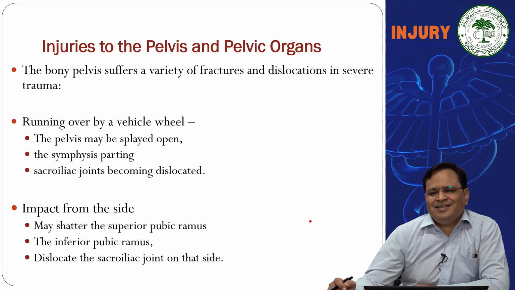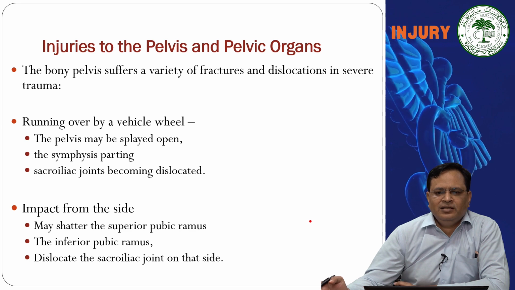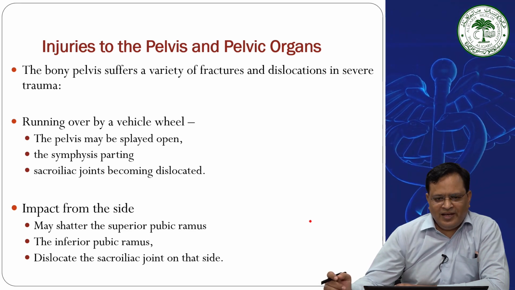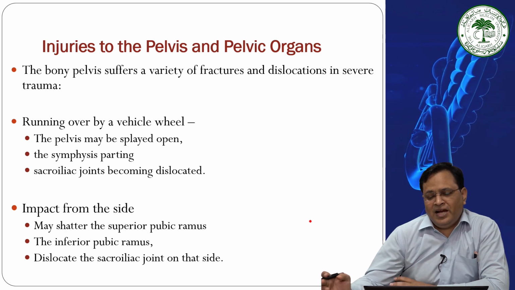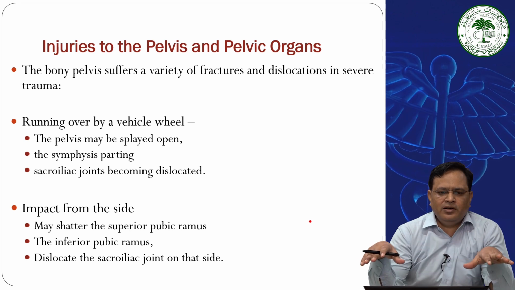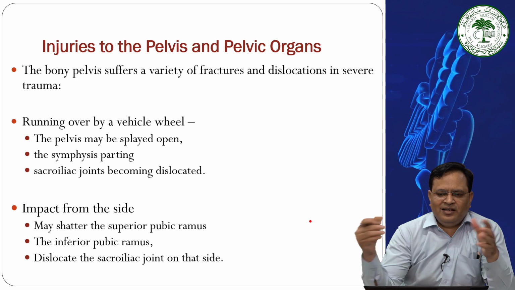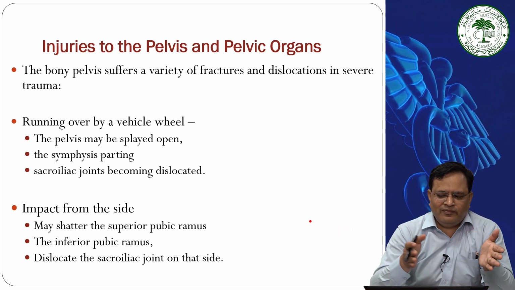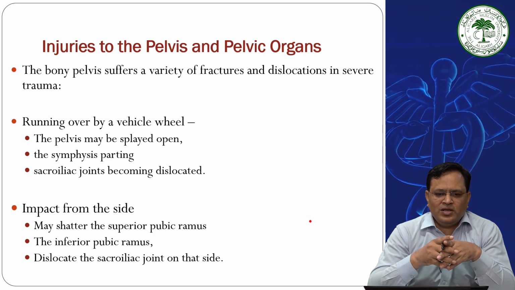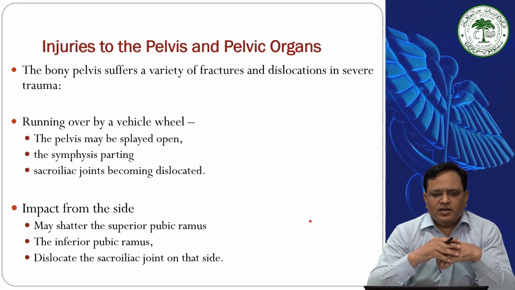Injuries to the pelvis and pelvic organs are mostly because of run-over injuries. Dislocation can happen. When run over by a vehicle wheel, the pelvis may be splayed, opened. Symphysis pubis parting apart. Sacroiliac joint becoming dislocated. Impact from the side, if somebody is standing, from the right side or left side, can shatter the superior pubic ramus and inferior pubic ramus, with dislocation of the sacroiliac joint.